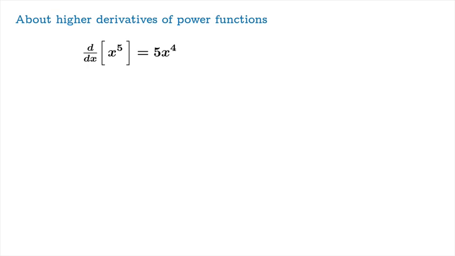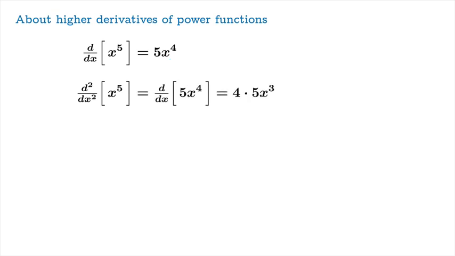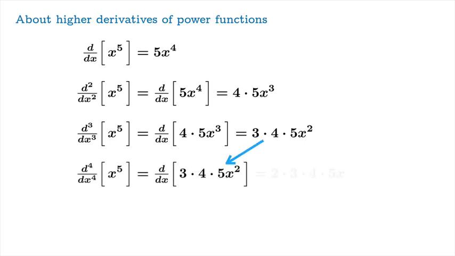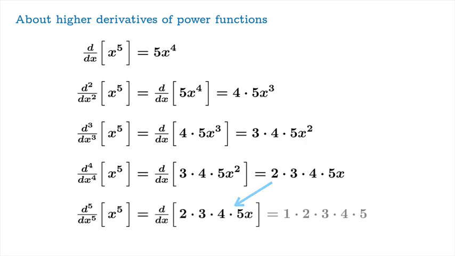So if you take the derivative of x to the 5th, you get 5x to the 4th. If you want the second derivative of x to the 5th, well, that's clearly going to be the derivative of the first derivative, and that's going to be 4 times 5 times x cubed. And then if you want the third derivative of x to the 5th, you should take the derivative of the second derivative, and that's going to be 3 times 4 times 5 times x squared. And you keep playing this game until you get down to the 5th derivative of x to the 5th. And that should look familiar to you, that is nothing more or less than 5 factorial.